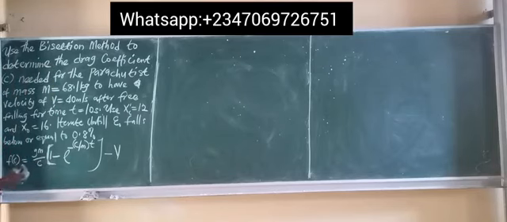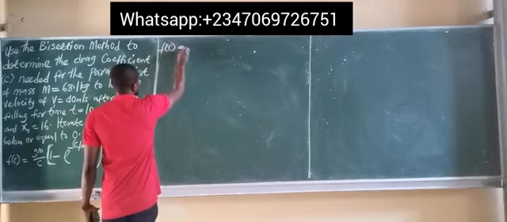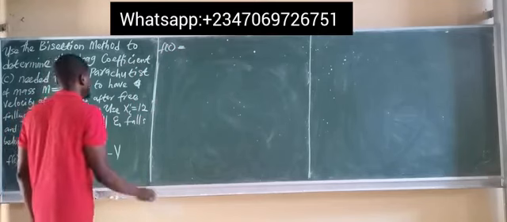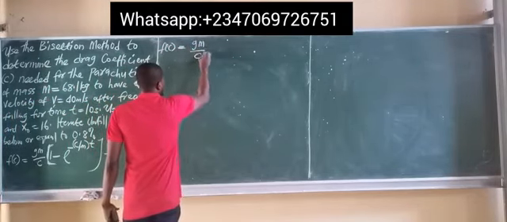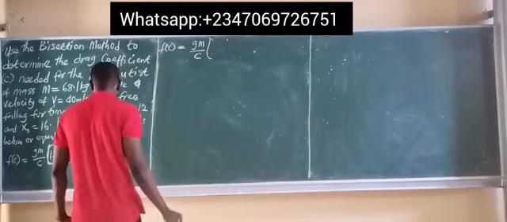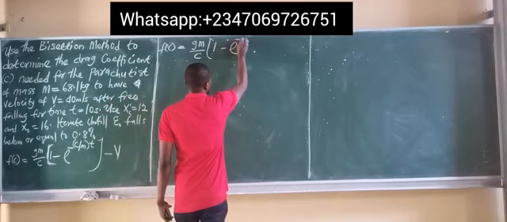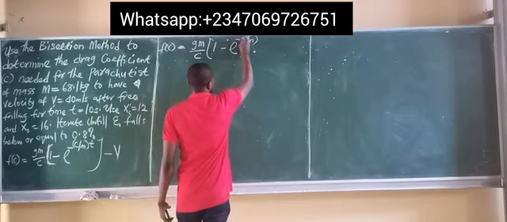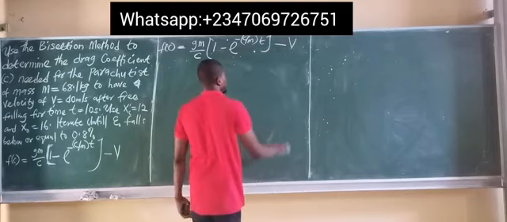So we are given the parachutist equation. Let's get it out. We have that f of c is equal to g m all over c, multiplied by 1 minus exponential minus c all over m multiplied by t, all minus v.